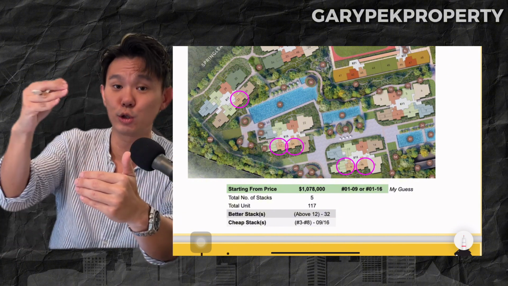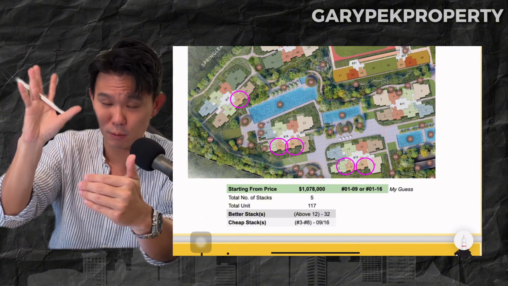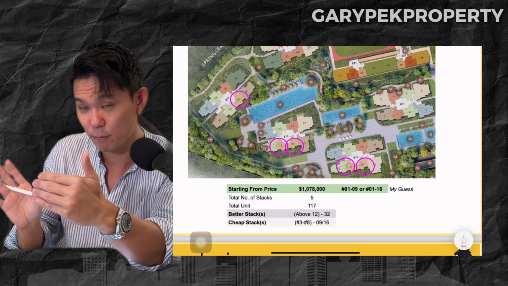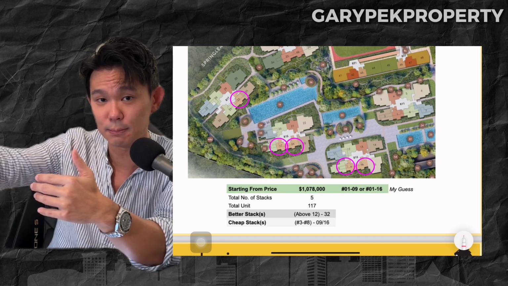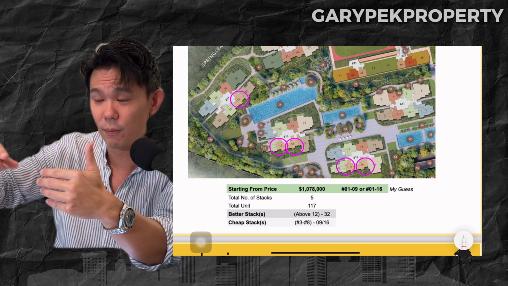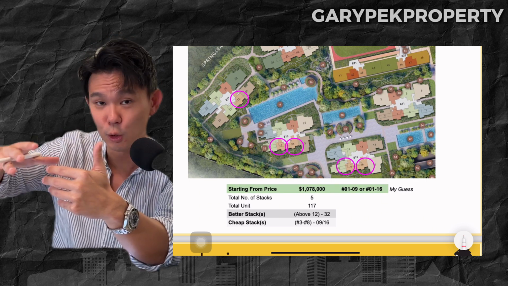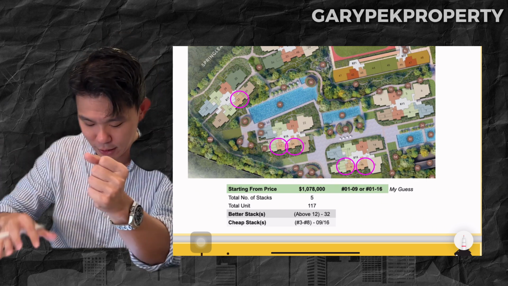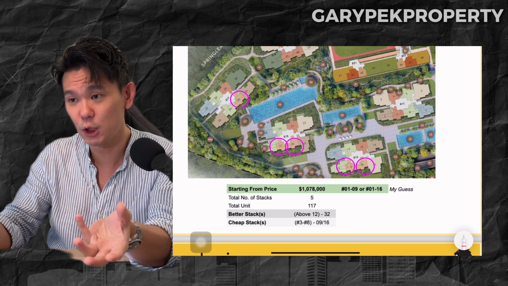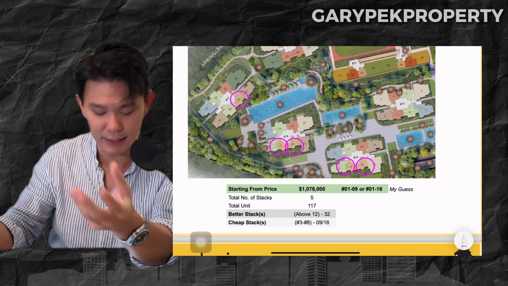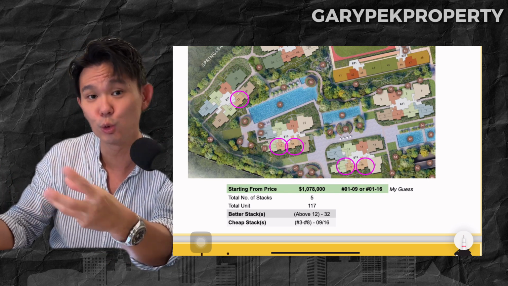Of course, the better stack I think would be stack 32, because if you choose something above level 12 all the way up to 25, if I'm not wrong, and you tilt to the left from your balcony, you should be able to see the splendid enclave, which gives a very nice overall view of the whole Springleaf neighborhood. So if you're not so tight on budget and want it for your own stay, then maybe you can look at stack number 32 as a premium choice.